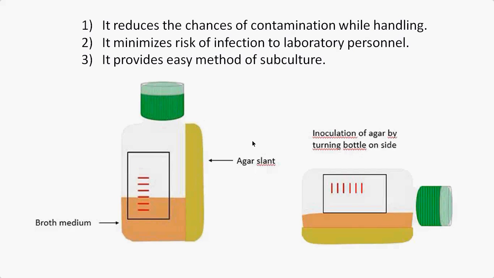So it provides an easy method of subculturing, with less chance of contamination and minimized risk of infection to laboratory persons. That is the importance of using this biphasic media. This procedure is known as Castaneda's blood culture for Brucella.